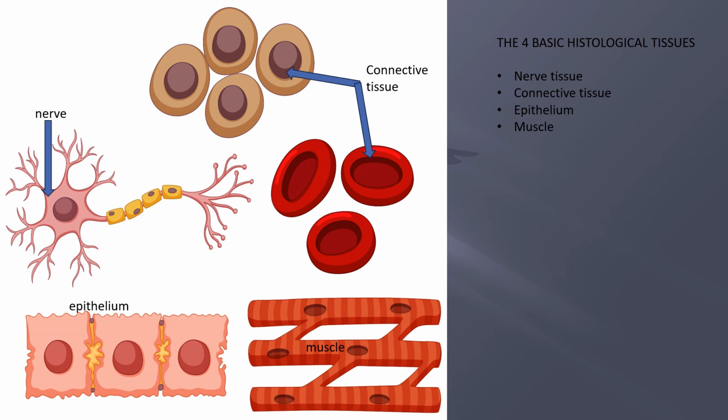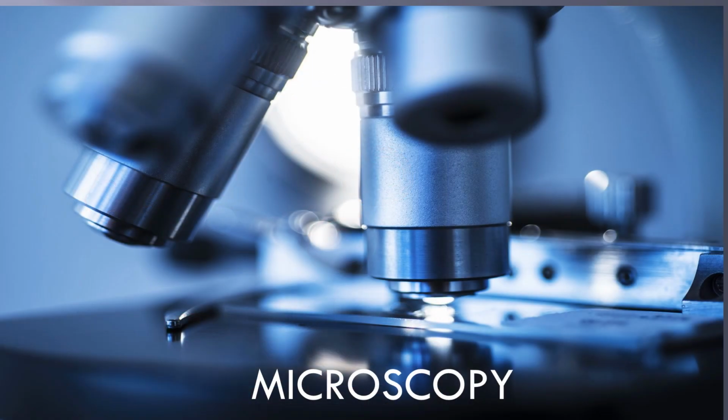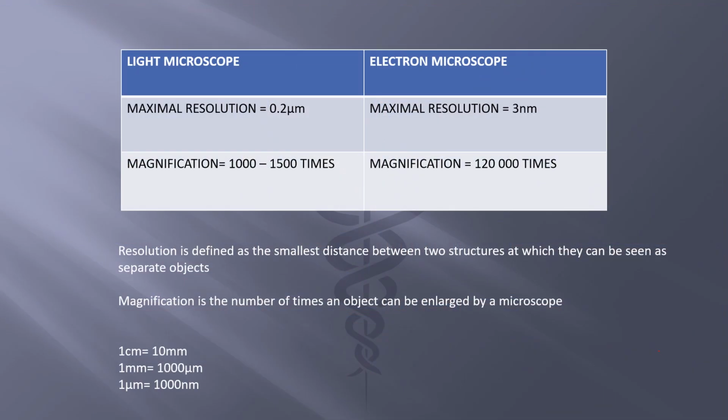Now, let's talk about how exactly we study these tissues in histology, the how part. Let's talk about microscopy. In histology, we study organs and their function from the cellular level. So we use microscopes to view the specimen because we cannot see cells with our naked eye. There are two types of microscopes that we learn about at the University of Zimbabwe. There's a light microscope and an electron microscope. So you need to be able to note the differences between these two microscopes. I just listed two differences over here.